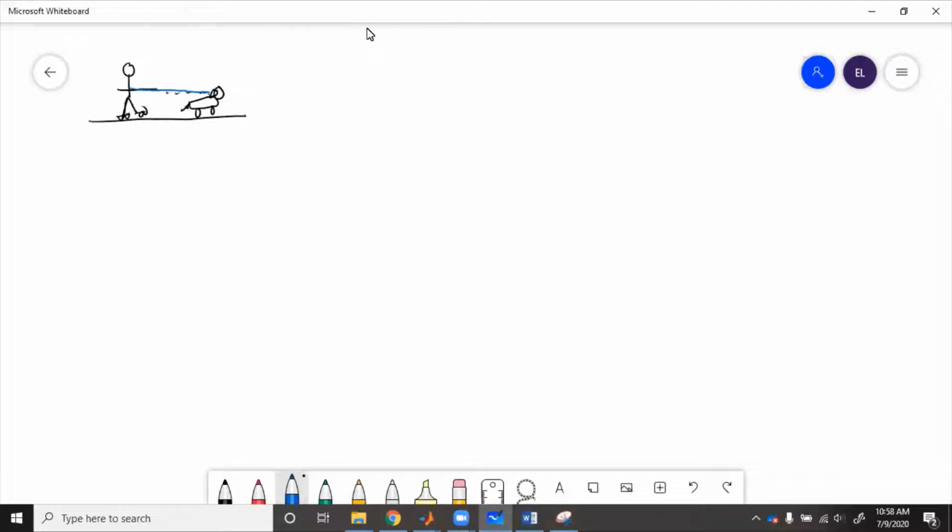So if the dog is moving with velocity vd, the man is moving with velocity vman, and they're connected by that same rope, well then the man and the dog are moving at the same speed.